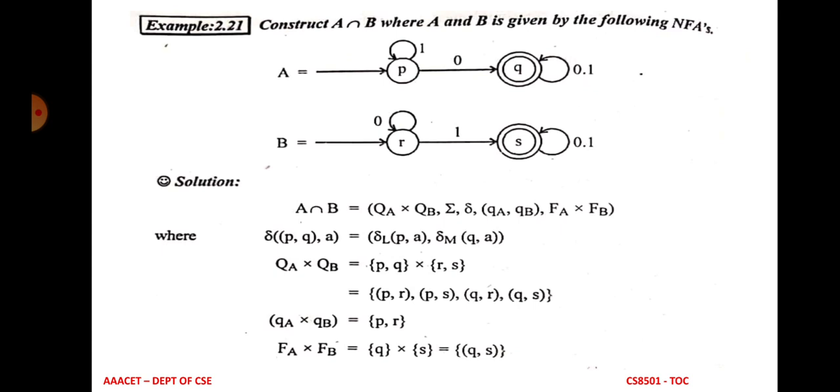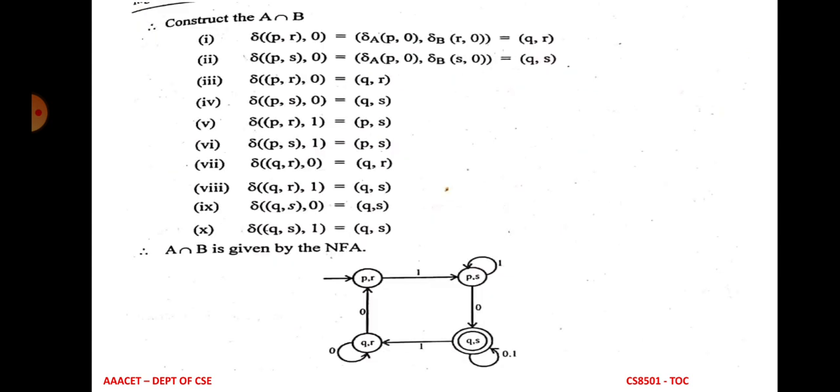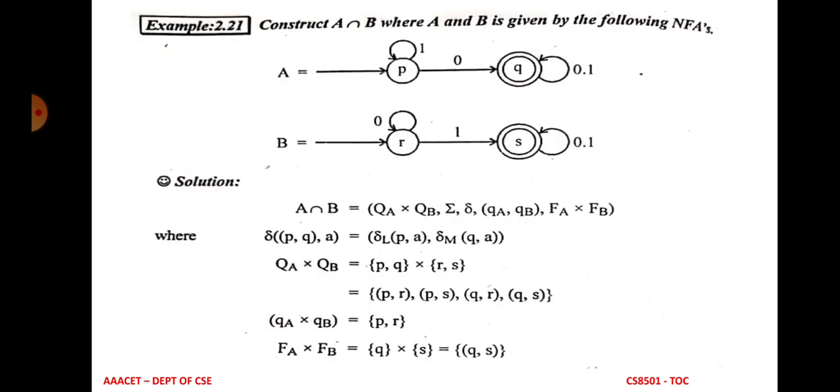And small q suffix A Cartesian small q suffix B is nothing but the initial state in A and the initial state in B. The initial state in A is P and the initial state in B is R. So the set is P comma R. And capital FA cross capital FB is nothing but the final state in capital A and the final state in capital B. The final state in A is Q and the final state in B is S. So the set is Q comma S. So from this we can construct A intersection B, where there are 4 states.